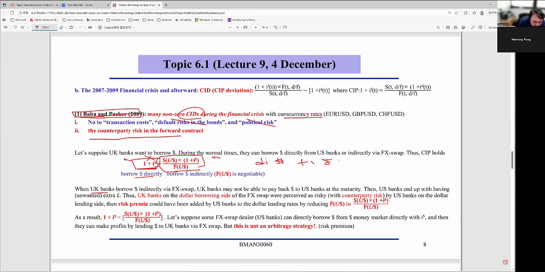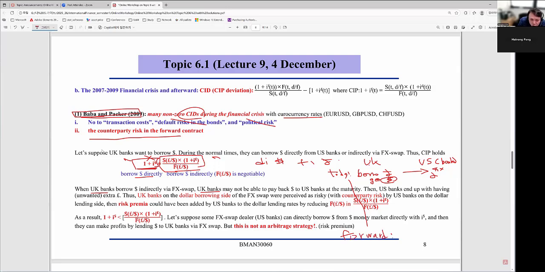So instead, what they did is the UK firm or banks borrow pound today. So UK firm, US institution, US banks or FX swap dealer. The UK bank borrows pound today and gives this pound to the US bank and gets dollar. So in this way, UK firms are able to get dollar today.